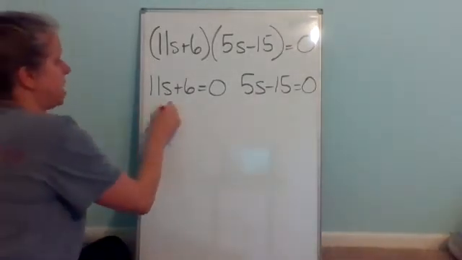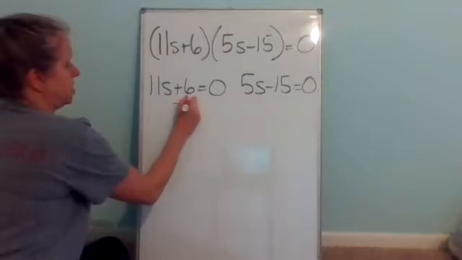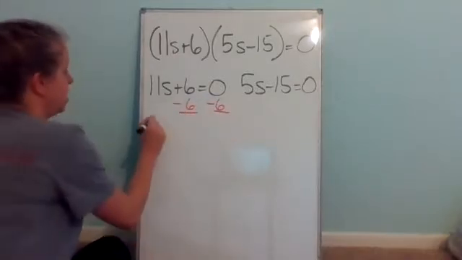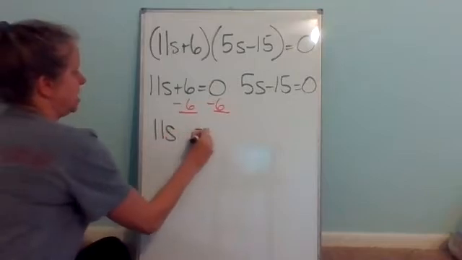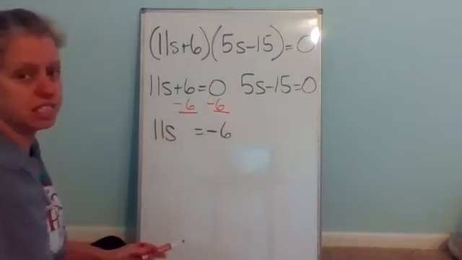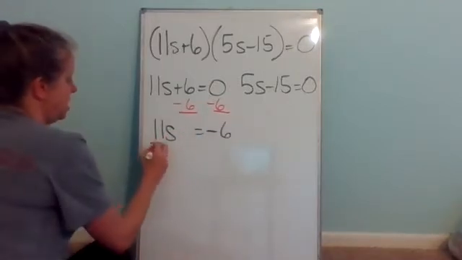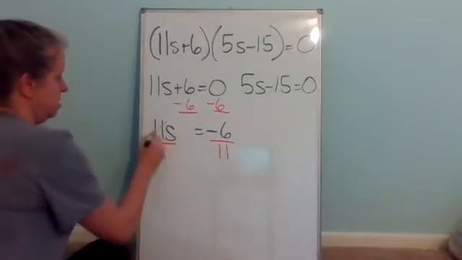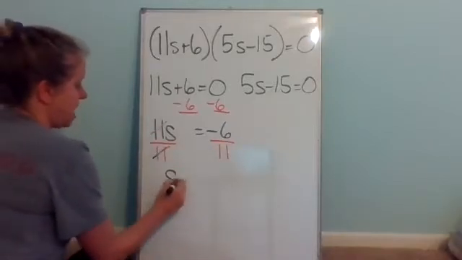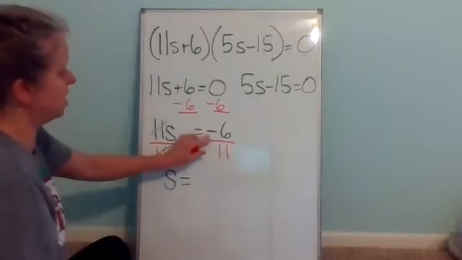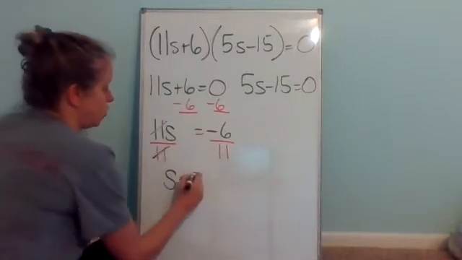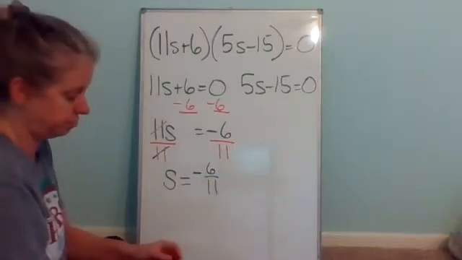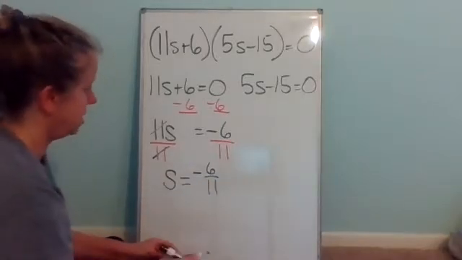So getting this s by itself, we would have to get rid of this plus 6 with a minus 6. So now we have 11s equals negative 6, and then divide both sides by the 11, which would give us s equals, and then that's just a fraction that doesn't reduce. So one of your answers is just negative 6 over 11.